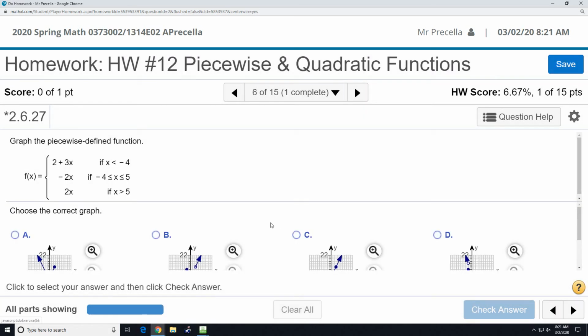There is not a piecewise graphing tool built into this MyMathLab course. So for piecewise functions, we're going to handle it just with multiple choice graphs. We'll graph the thing on paper, and then we'll pick the one that looks the closest to it. I'll do this one.